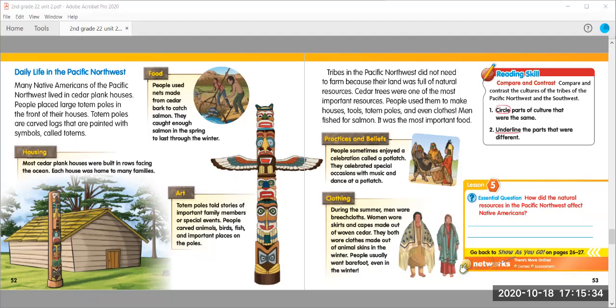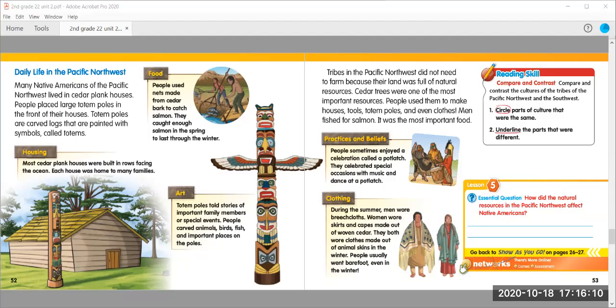Quick check. Why were cedar trees important to Native Americans of the Pacific Northwest? Okay, now to answer that question, we can take a look at these different sections, and we can also take a look up here that tells us that cedar trees were one of the most important resources because the Native American tribes used them to build houses, tools, totem poles, and they used them for clothing. So it was one of the most widely used resources that they had in the area.